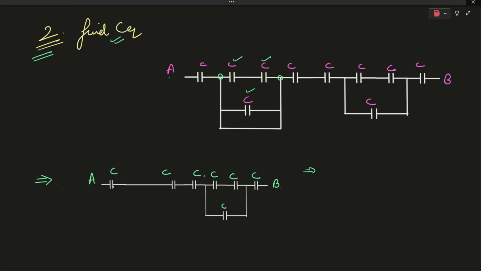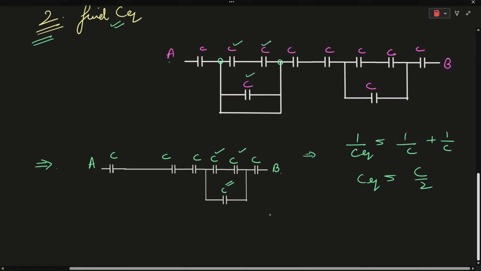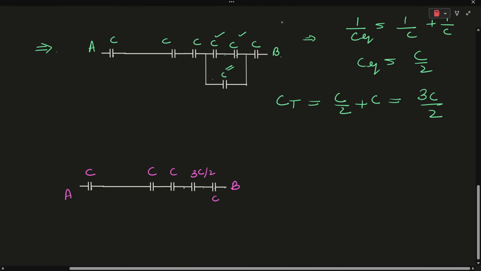As you can see, these two capacitors are connected in series. It means that the equivalent capacitance will be 1 by C equivalent equal to 1 by C plus 1 by C, so C equivalent will be equal to C by 2. And their series combination is connected in parallel with this particular capacitor. So the total capacitance of these three capacitors will be C by 2 plus C, which is coming out to be 3C by 2. We can re-simplify this electrical network like this.